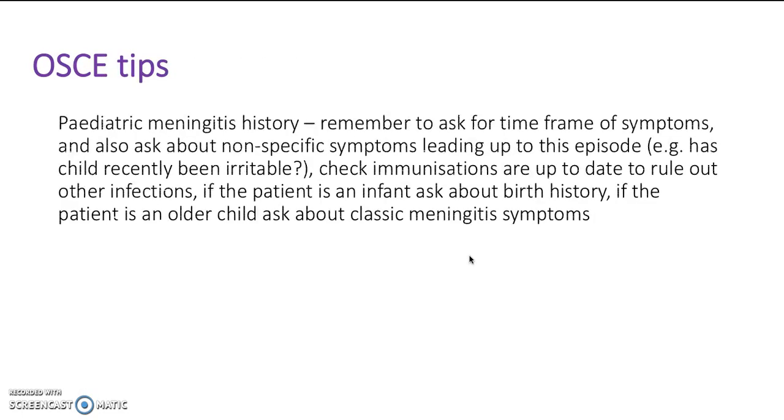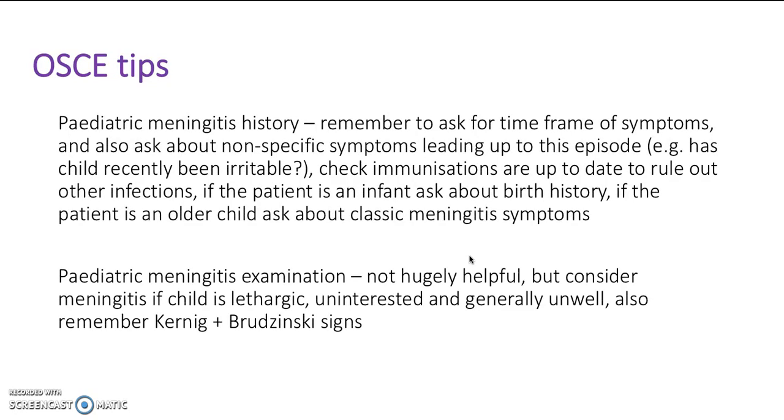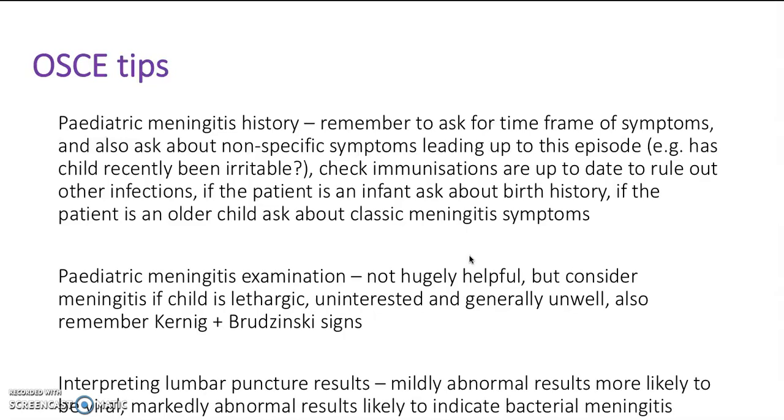Then some OSCE tips. We've already covered tips about histories and exams, but just remember when taking a history, it's important to ask about the time frame and the non-specific symptoms, and also, just like in any other paediatric history, ask about the immunisations to rule out any other possible infections. And as we've just covered, remember to test for Koenig and Brudzinski signs on examination, but you can also gain a lot from general inspection if the child just seems generally unwell. Also, if asked to interpret a lumbar puncture in an OSCE, remember that mildly abnormal results are likely to be viral, whereas markedly abnormal results are likely to be bacterial.